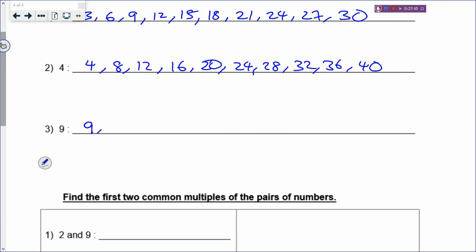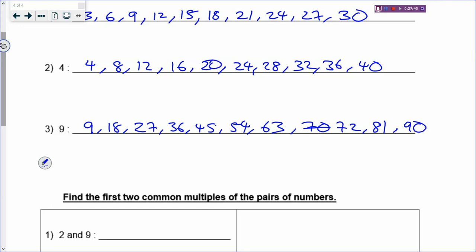So 1 times 9, 2 times 9, 3 times 9, 4 times 9, 5 times 9, 6 times 9, 7 times 9. So your timetable must be very good. And 10 times 9. You need your timetable. Let's check again. 1 times 9, 2 times 9, 3, 4, 5, 6, 7, 8. Oh, sorry, I made a mistake. What is 8 times 9? 8 times 9 is 72. Then 9 times 9. And 10 times 9 is 90.